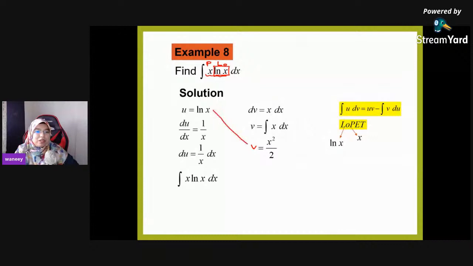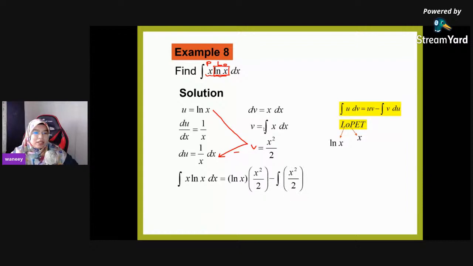U times v minus v times du. So it will become u, ln x, multiplied by x squared over 2, minus the integral of x squared over 2 multiplied by 1 over x dx. Do make sure to simplify them first before you integrate.